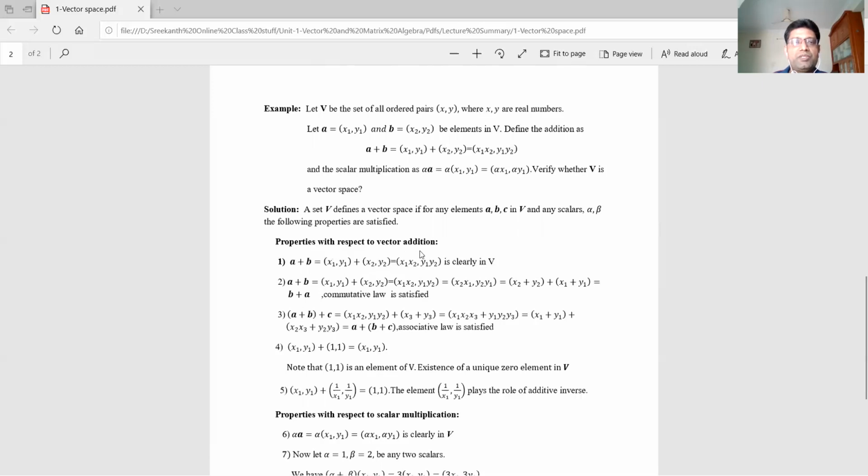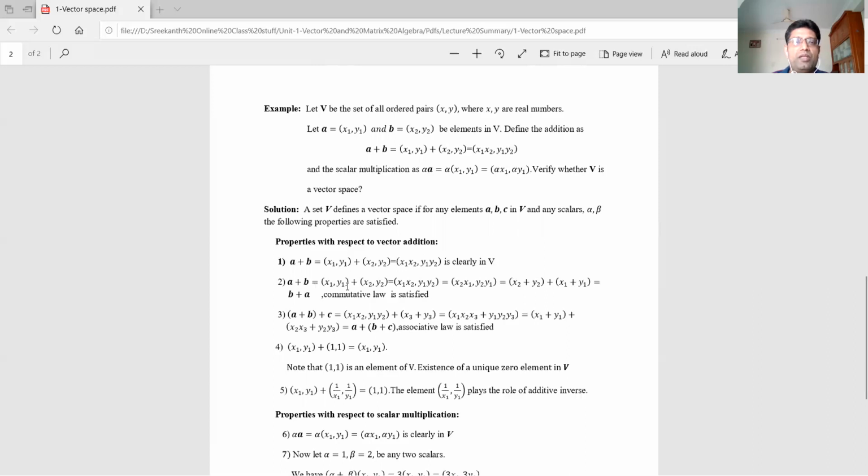First, with respect to vector addition, we will see the properties. The first one, a plus b. a and b are two ordered pairs. If you add them with respect to the defined addition, clearly you can see x1 x2 comma y1 y2. Clearly it is an element in V, because x1 and x2 are real numbers. If you multiply x1 and x2, once again you will get a real number. Similarly y1 and y2, you will get once again a real number. So no doubt this will be in V.